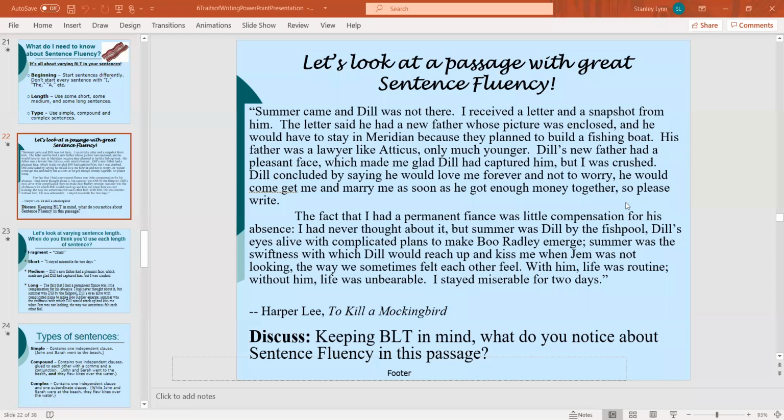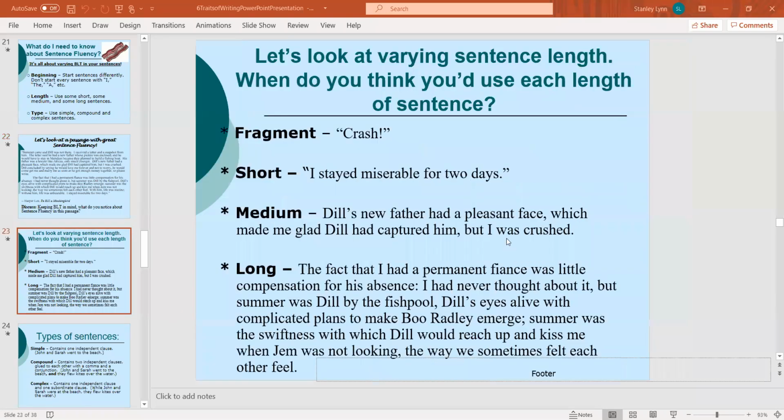With him, life was routine. Without him, life was unbearable. I stayed miserable for 2 days. I don't know if any of you have ever read To Kill a Mockingbird by Harper Lee, but this is an excerpt from her book. Keeping BLT in mind, what do you notice about sentence fluency in this passage?